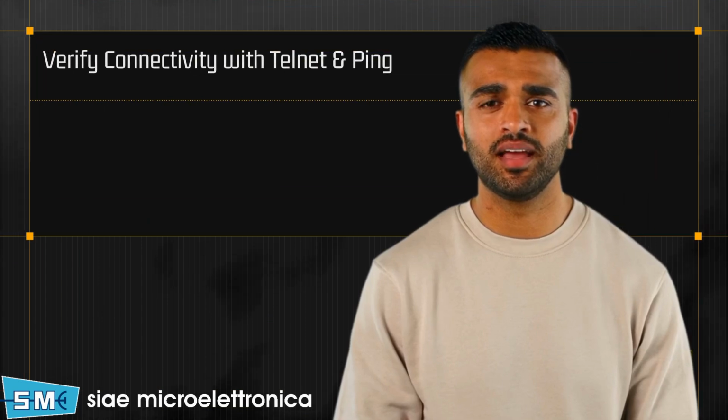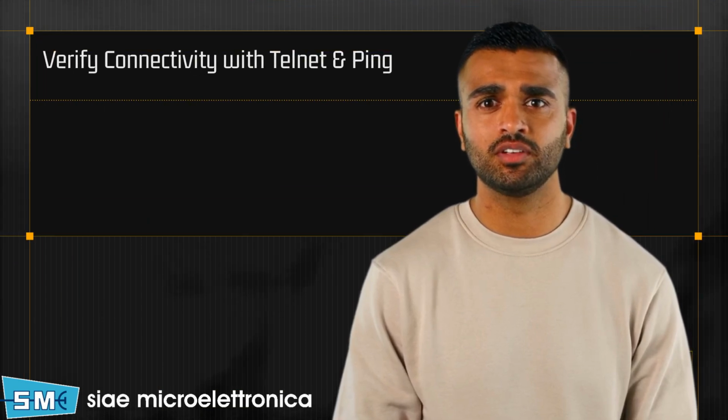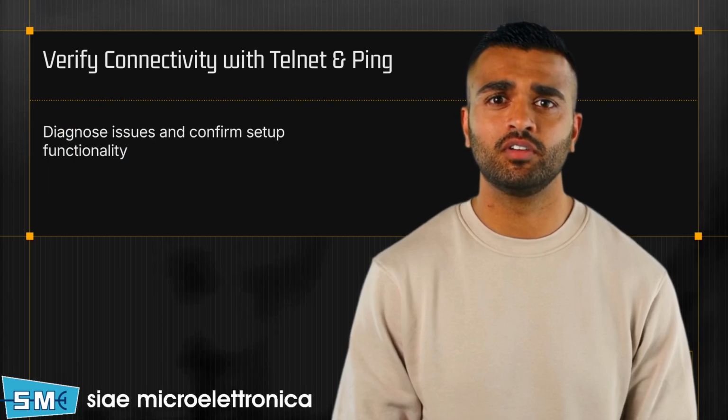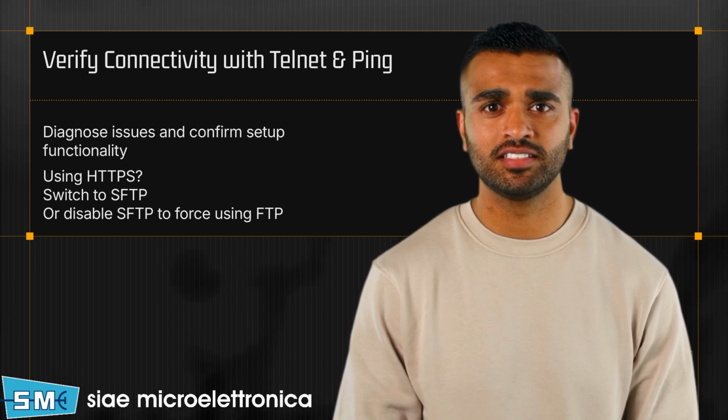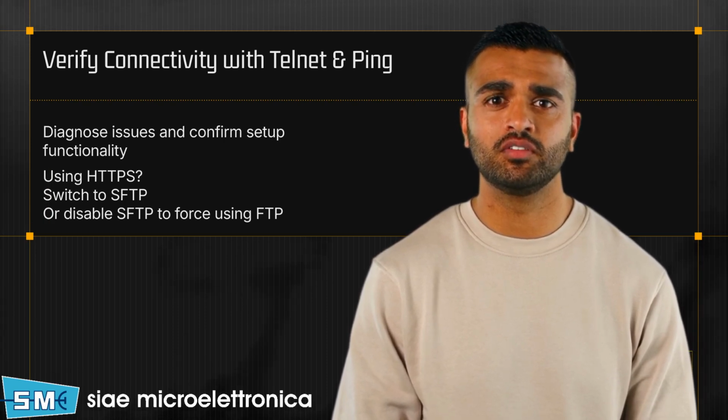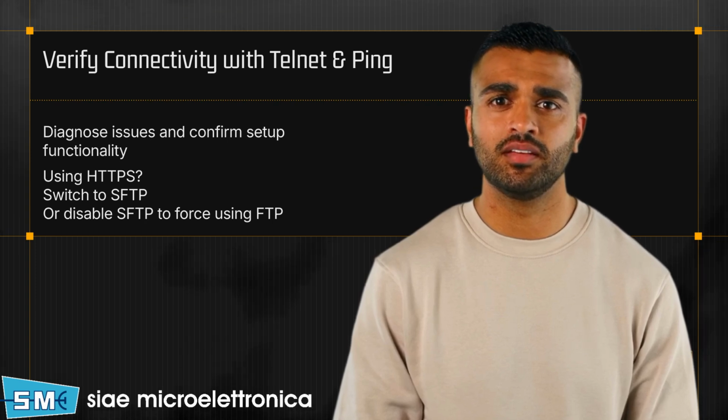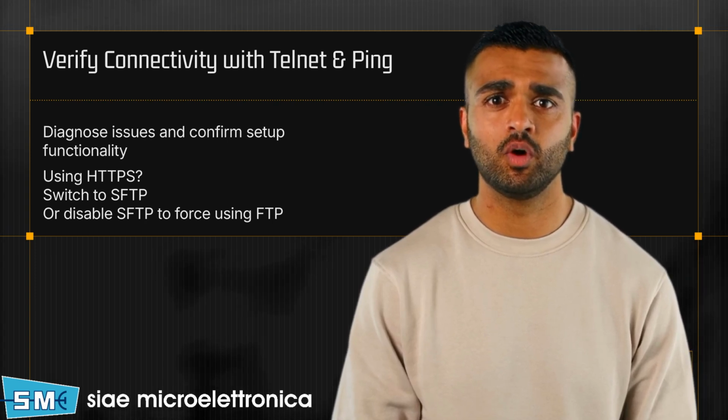Use telnet and ping commands to verify connectivity. These tools help diagnose issues and confirm that your setup is functioning correctly. If you have enabled HTTPS, CI equipment will automatically switch to using Secure File Transfer Protocol. Either use an SFTP server or roll back to FTP.